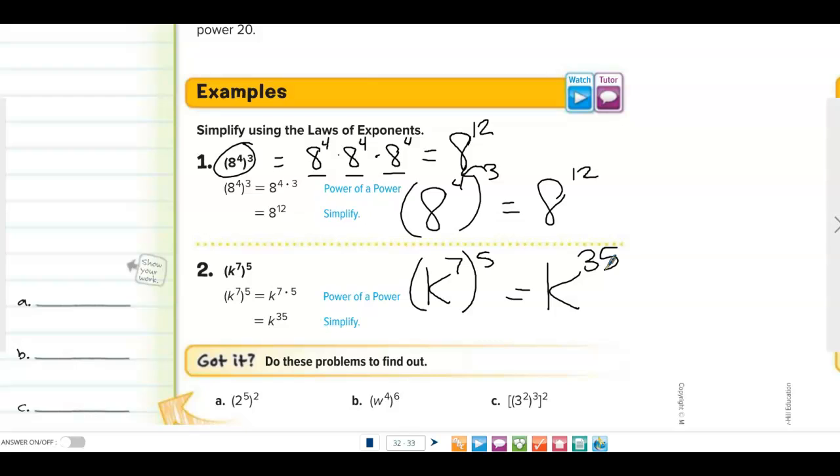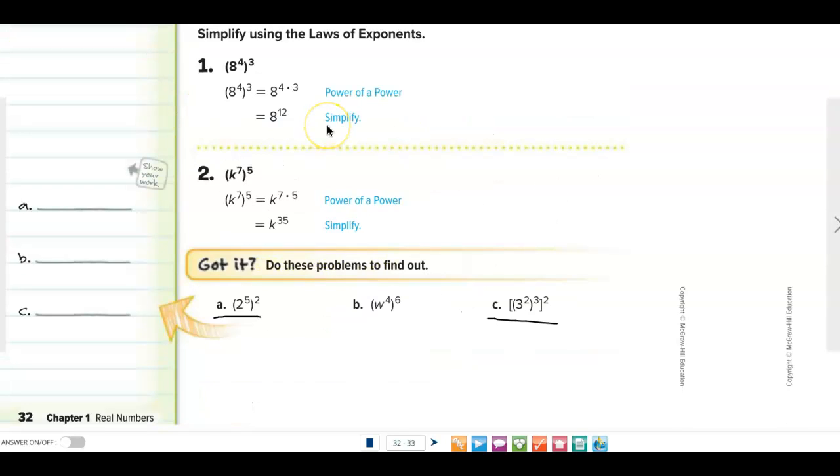I'm going to have you try Got It A, B, and C. Remember on C, you have to multiply all of them. All right, so what is our rule for power of a power? Everyone, let's try that again. What is the rule for a power of a power? Multiply. You multiply the exponents. So we have 2 to the 5th raised to the 2nd power. What did you get for writing it in power form?